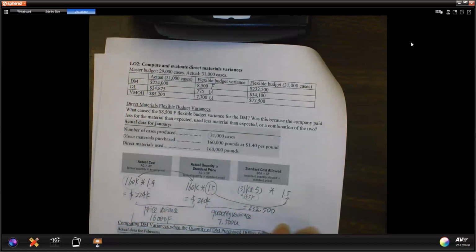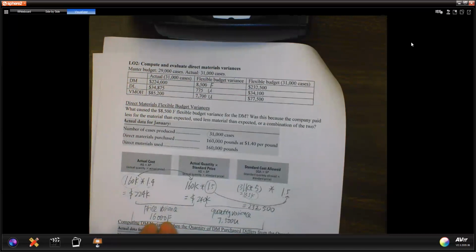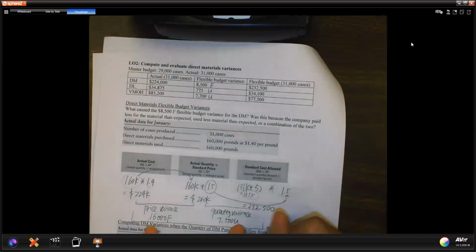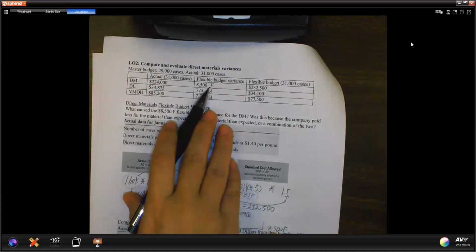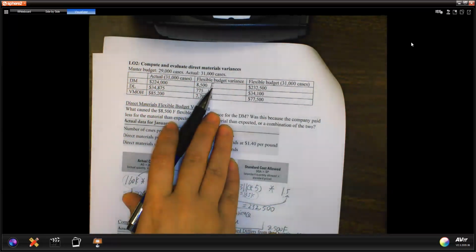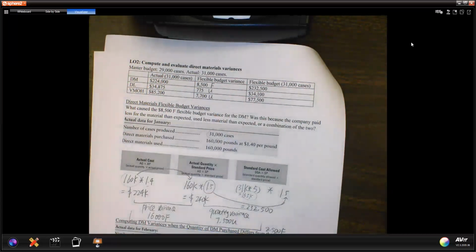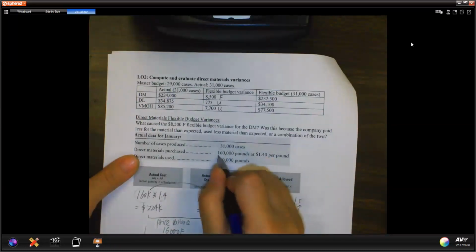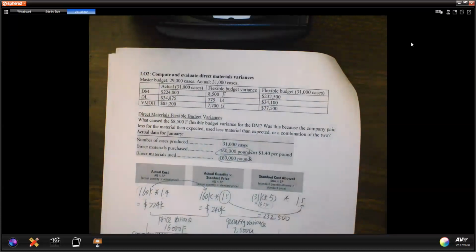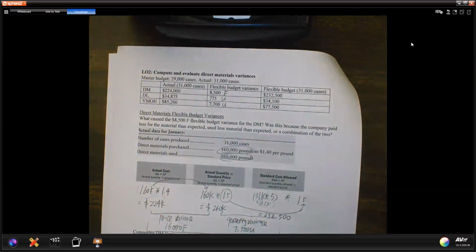If you subtract, well, you can add a negative 16,000 favorable and 7,500 unfavorable. That gives us the flexible budget variance, which is 8,500 favorable. It's the same as our chapter 10. So that's all you kind of need to know when your purchase is the same as the pounds you used.